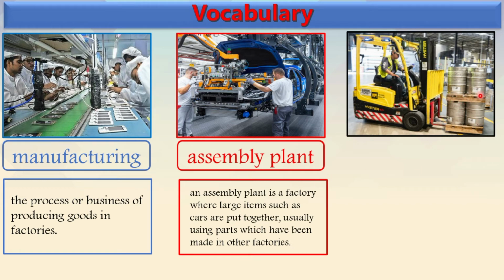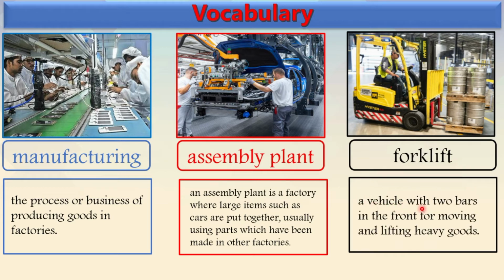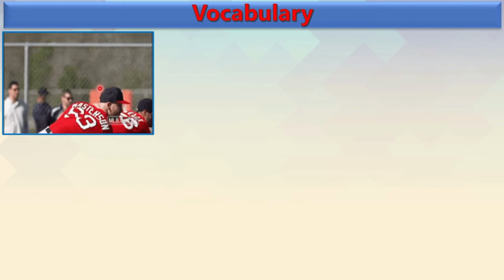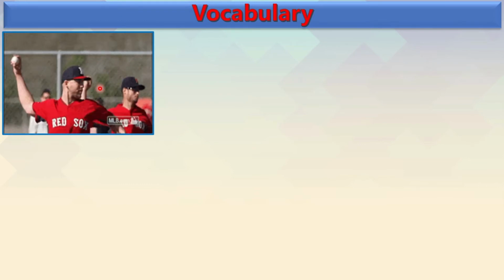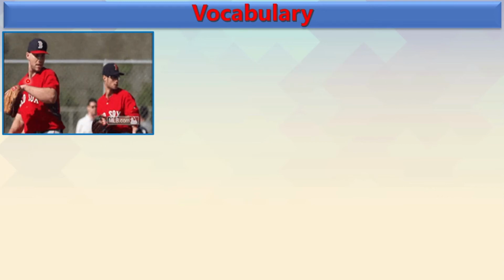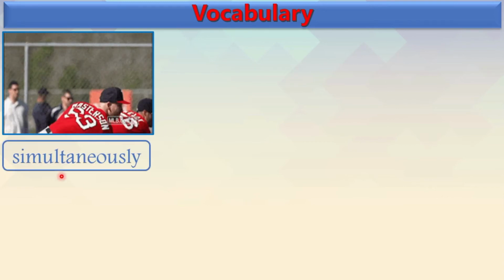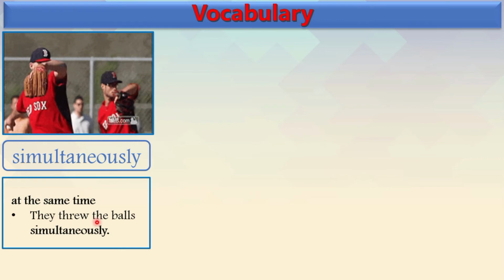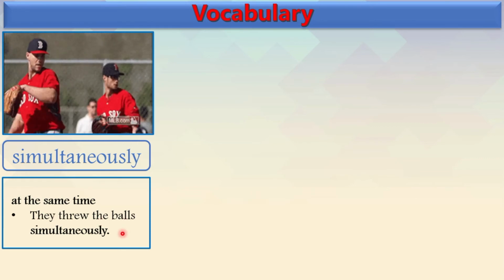What is he using to carry the goods? He is using a forklift. A forklift is a vehicle with two bars in the front for moving and lifting heavy goods. What are they doing? They are throwing baseballs. One after the other? No, at the same time. That is, simultaneously. Simultaneous means at the same time. They threw the balls simultaneously. Good.